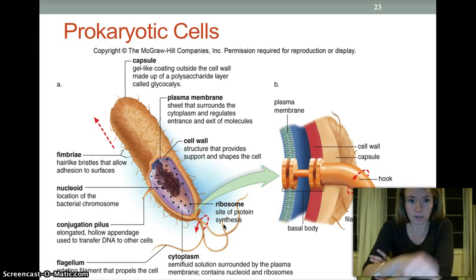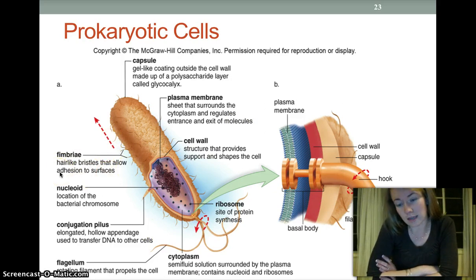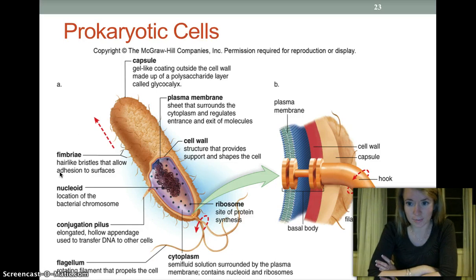Then they also have these things called fimbriae right here, which are hair-like bristles that allow adhesion to surfaces. So this is how they can stick to things and not just float around all over the place. This is how, if you get gonorrhea, it invades your cells, because it uses the fimbriae to stick onto your cells. That's the example your textbook gives, so be warned of that.